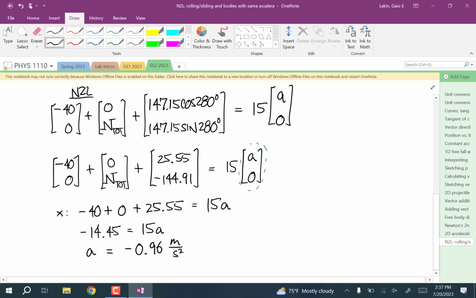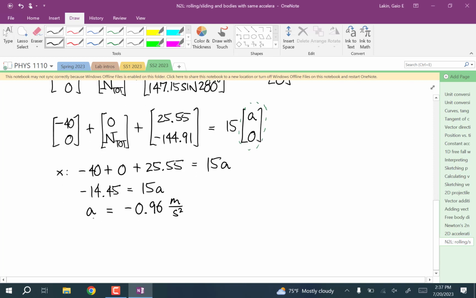So now, pause the video for a second and come up with the acceleration a, the acceleration vector, given this value a. Okay, so now we're going to plug this value a back into the vector that's in the green dotted circle. And our acceleration vector is negative 0.960.